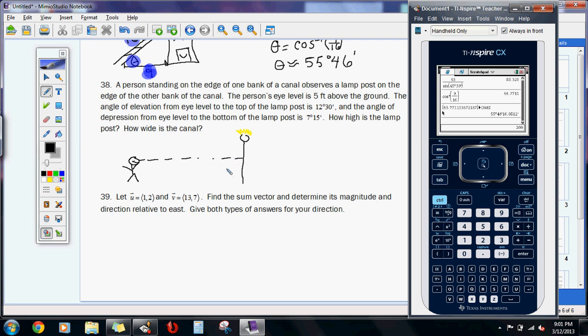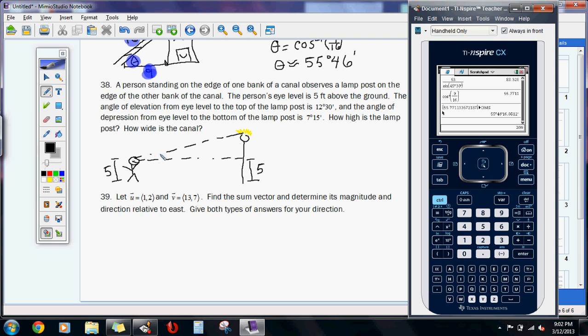they would be looking straight here, okay? But the problem describes the person's eye level here is 5 feet above the ground. Well, just remember that that's going to be the same over here. That's going to be a point 5 feet above the ground. The angle of elevation from eye level to the top of the lamppost. So elevation is looking out and then looking up. So the elevation to the top of the lamppost here is the 12 degrees 30 minutes.